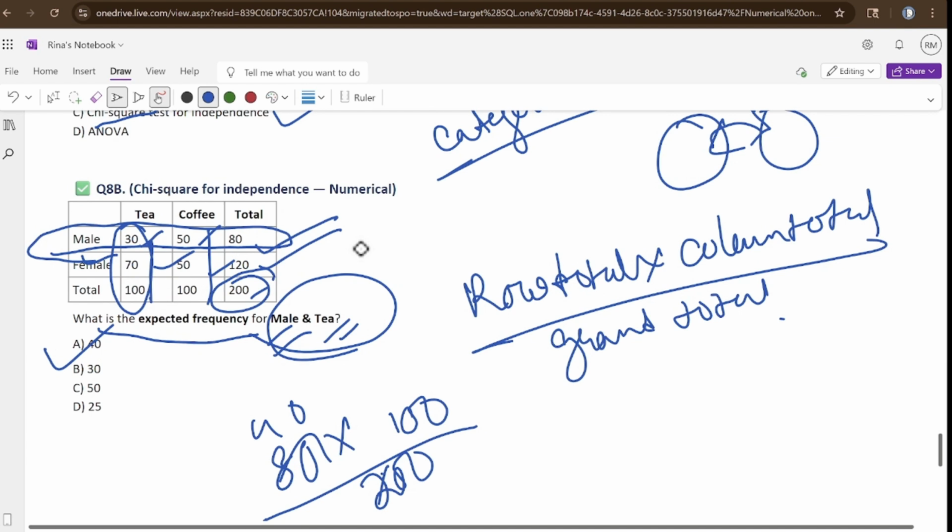Okay, so we have discussed many questions. First of all, how to understand which statistic to apply, then how to apply the formula. After you calculate this, it will help you to do the hypothesis testing.